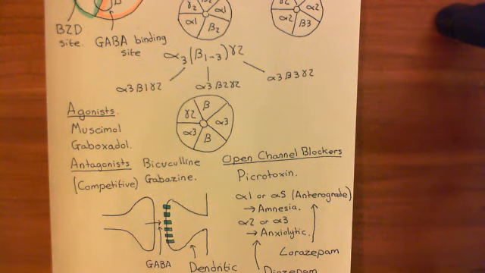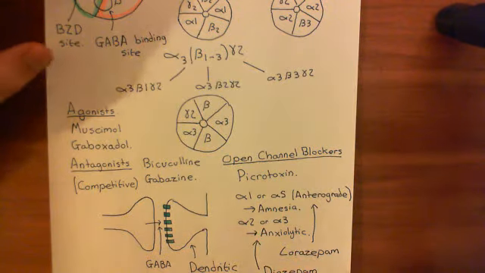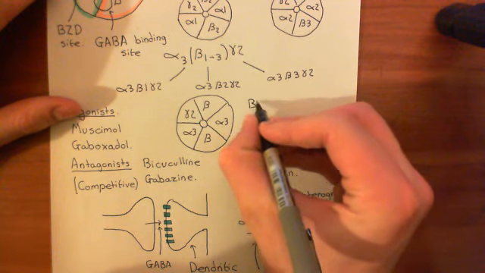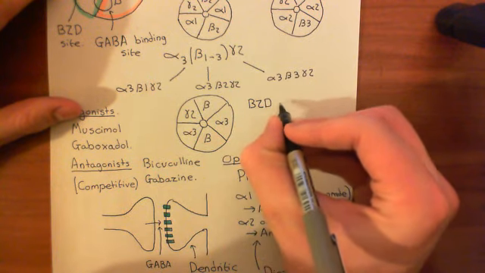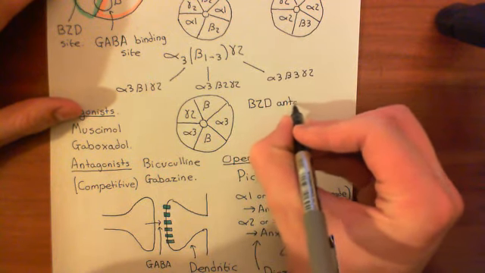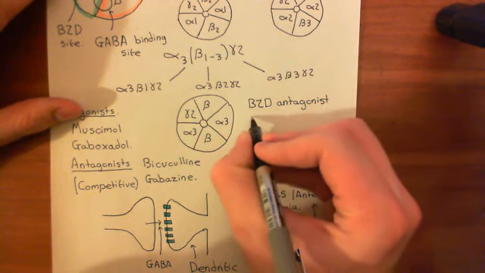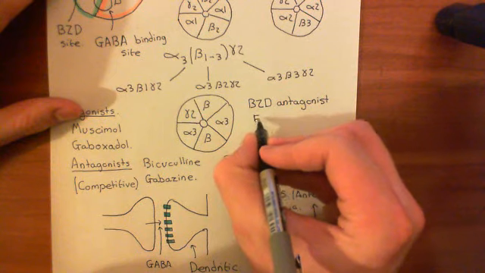Okay, I want to mention two other drugs. One which is an antagonist for the benzodiazepine site, and one which is actually an inverse agonist for the benzodiazepine site. So firstly, an antagonist for the benzodiazepine site, so I'll just write this here, a BZD antagonist, and I want to make sure that you know exactly what this is. So this drug is known as Flumazenil.